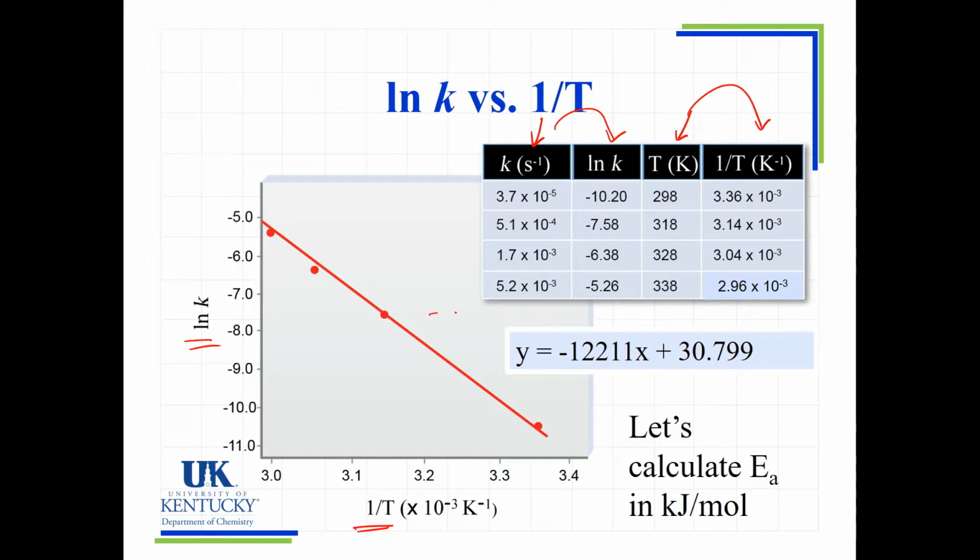I also asked the spreadsheet to give me the mathematical relationship of this line. Y was my natural log of k. X was 1 over T. This right here is the natural log of A, which was that frequency factor. And right here is my slope. So we could calculate activation energy based upon that slope. We're going to do that over here on the whiteboard.